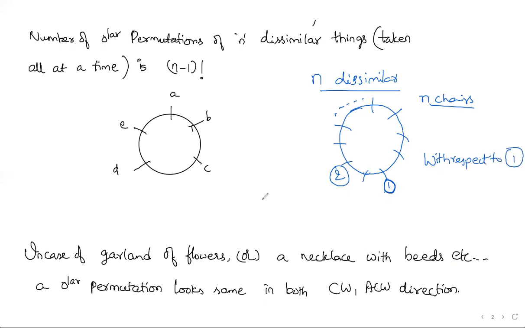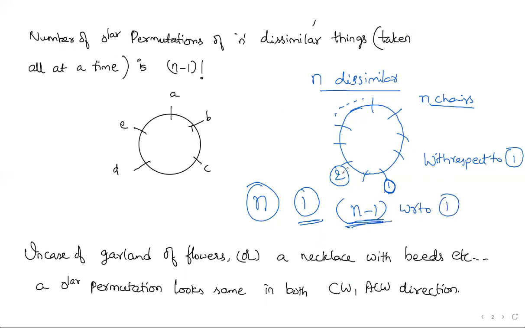So if we are considering n elements, one element will be already placed. Only n minus 1 elements need to be placed with respect to the first element. So the remaining n minus 1 elements can be placed in the circular permutation in n minus 1 factorial ways. We have already discussed in the linear permutation, if there are n elements and all are to be arranged, the formula is n factorial.